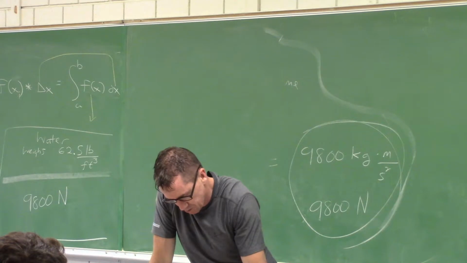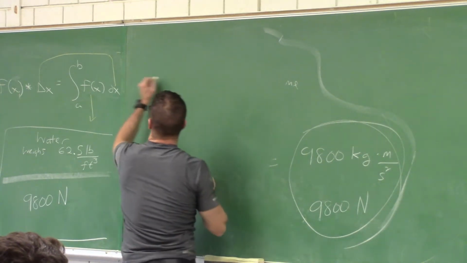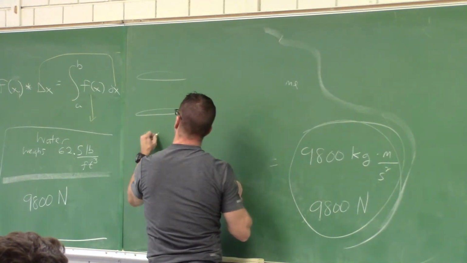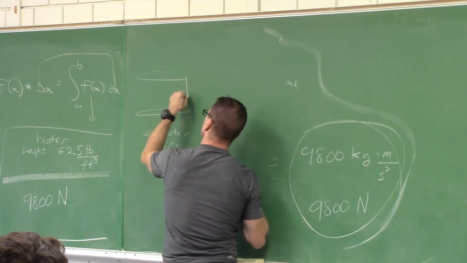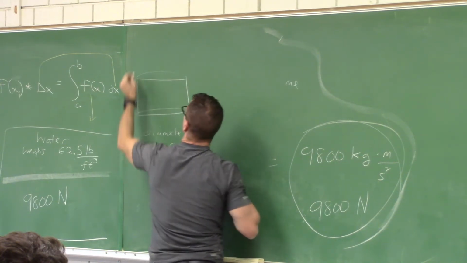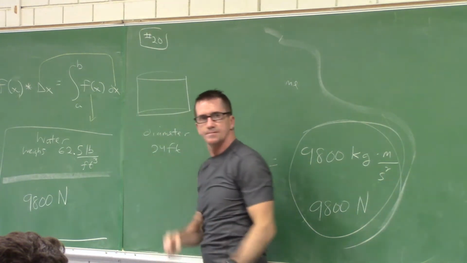A circular swimming pool has a diameter of 24 feet. Diameter, 24 feet. There it is. This is number 20, from section 6.4.